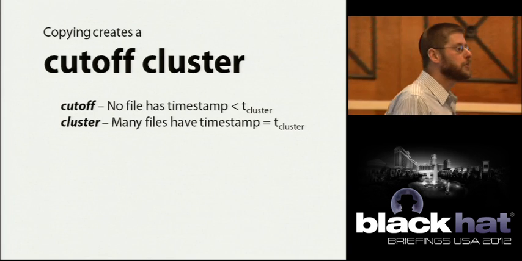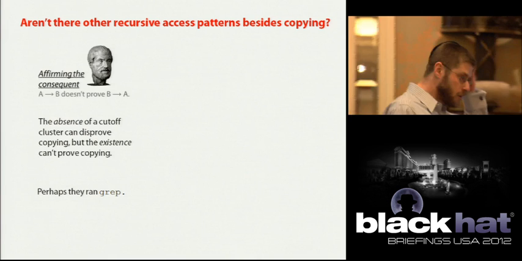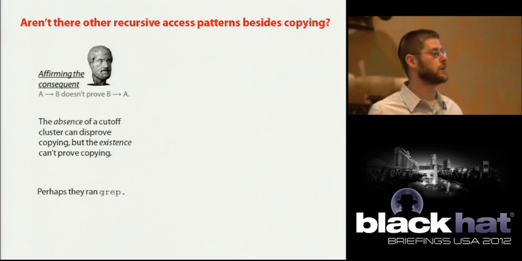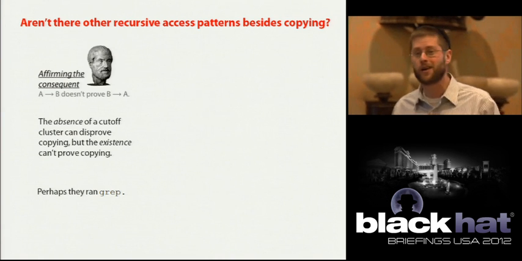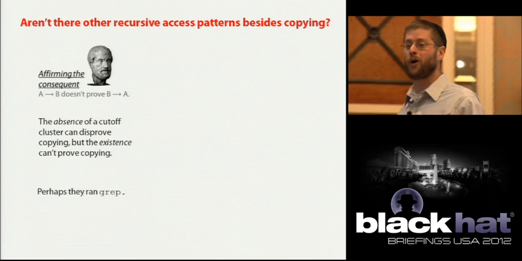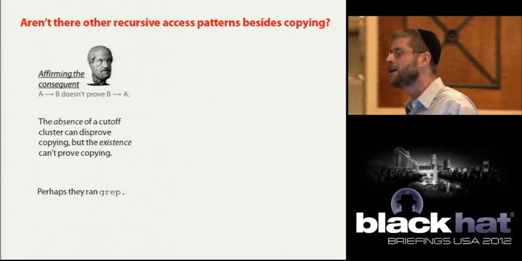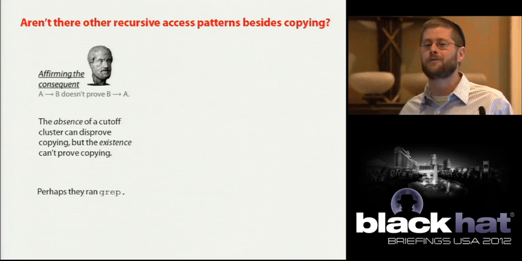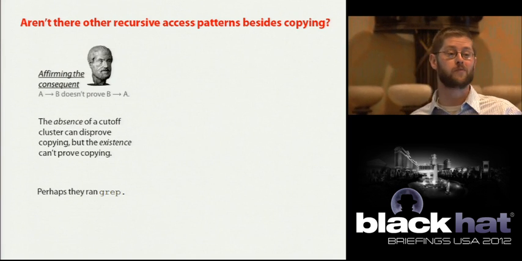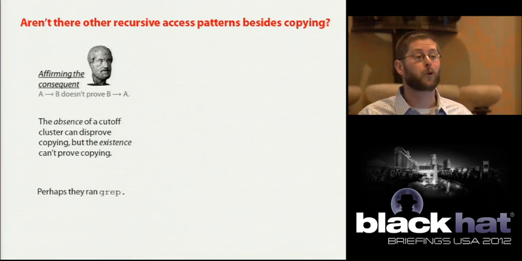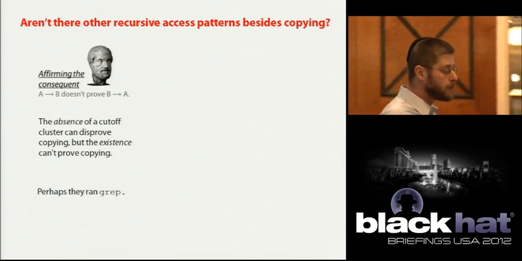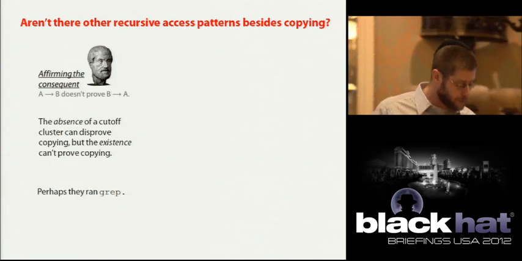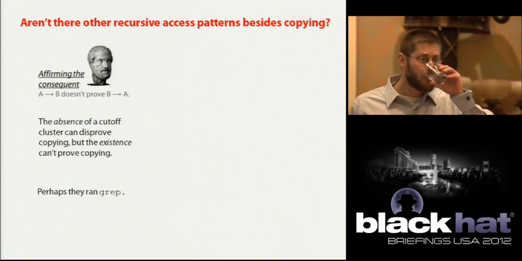Okay, now what about the second problem I raised? That, okay, so we've used this cutoff cluster in histograms to distinguish routine access from copying, but maybe there are other things which also cause cutoff clusters. You could say that I'm guilty of the Aristotelian fallacy called affirming the consequent. It's true that a copying will create a cutoff cluster, but the converse isn't necessarily true. A cutoff cluster doesn't logically prove copying, right? There may have been other things, and we'll talk a little bit more about this later.